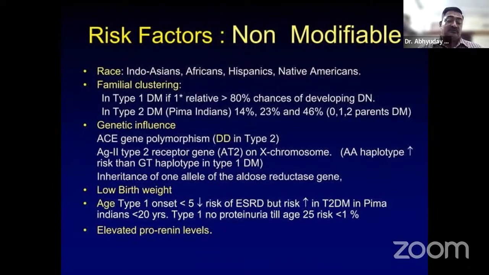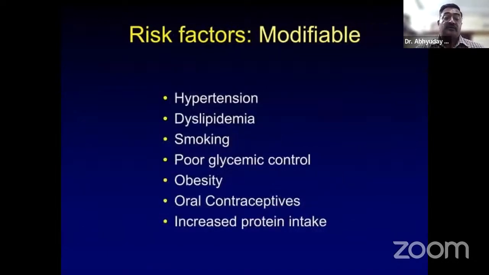Various genetic influences like gene polymorphism, the angiotensin 2 type 2 receptor gene on the X chromosome, inheritance of one allele of the aldose reductase gene, low birth weight, and age. If type 1 onset is less than 5 years, the risk of ESRD increases. And elevated prorenin levels. So these are some of the non-modifiable risk factors.